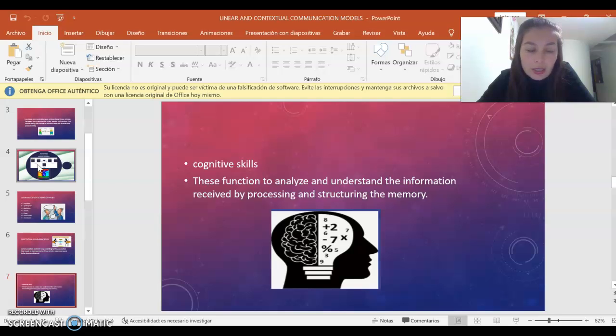Cognitive styles. This function, skills, pardon, this function is to analyze and understand the information received, processing it, and storing it in memory.